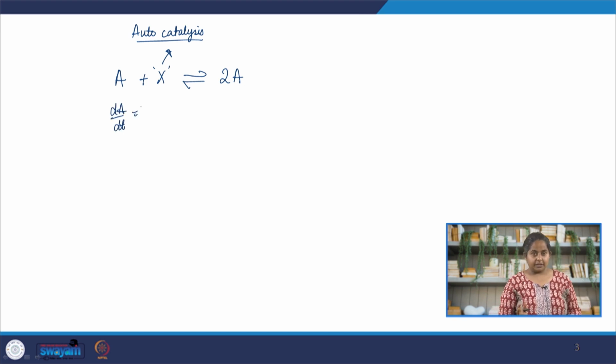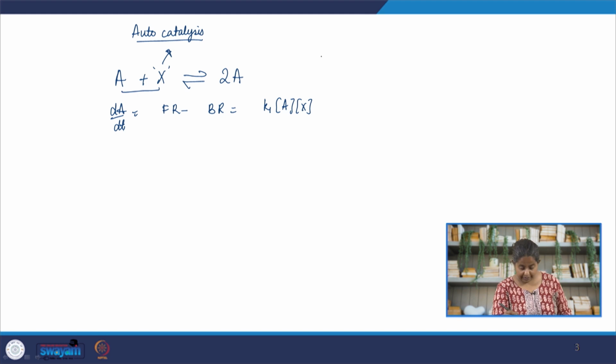So if you remember the basic chemical kinetics, you can write that dA by dt is equal to rate of forward reaction minus the rate of backward reaction. So what it looks like, forward reaction you will get by this, K1 [A][X], where the square bracket represent molarity, K1 is your reaction constant, minus backward reaction, so you have K2 [A] square, right? So now you are left with an equation which looks like this.